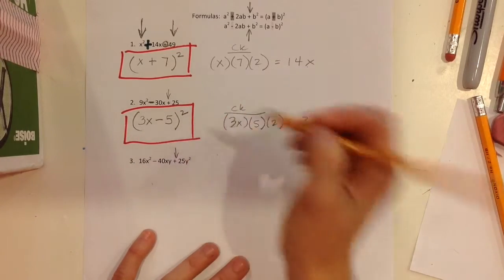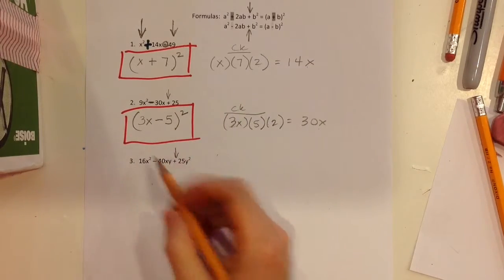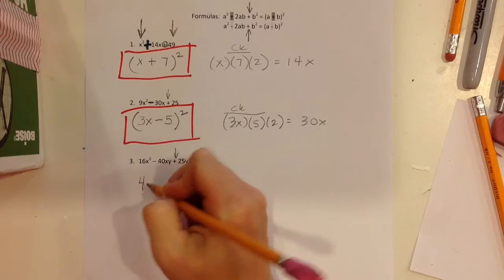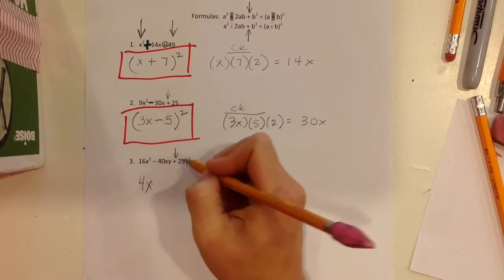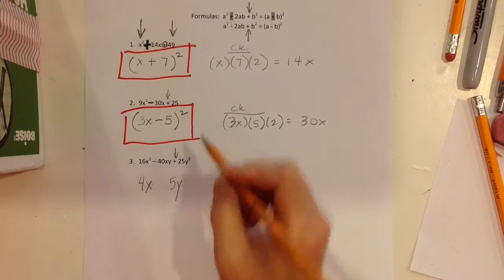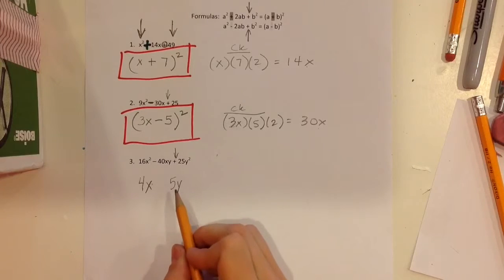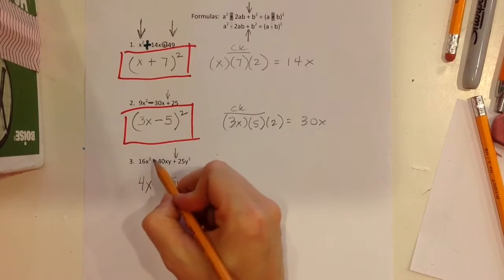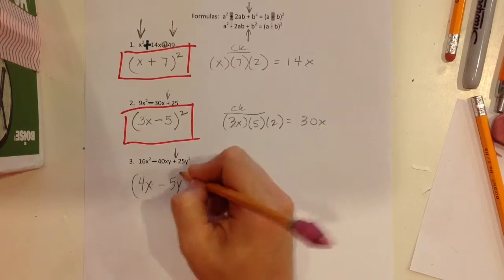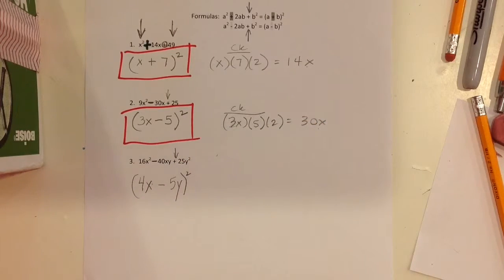Remember, you always want to check to make sure this is a plus, and it is. So when I take the square root of 16, I get 4. The square root of x squared, I get x. The square root of 25, I get 5. The square root of y squared, you get y. So you automatically are going to put that y in your answer, and you're not even going to think about it. That middle term is minus, so it comes down, and your answer is squared.